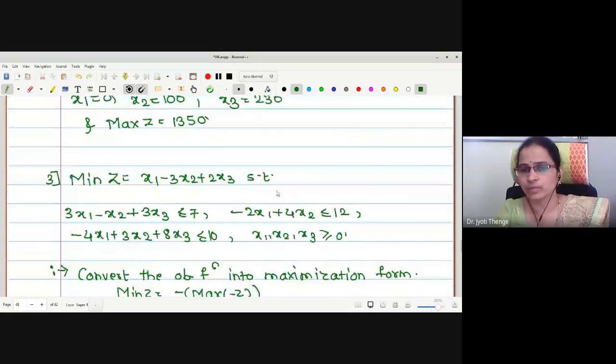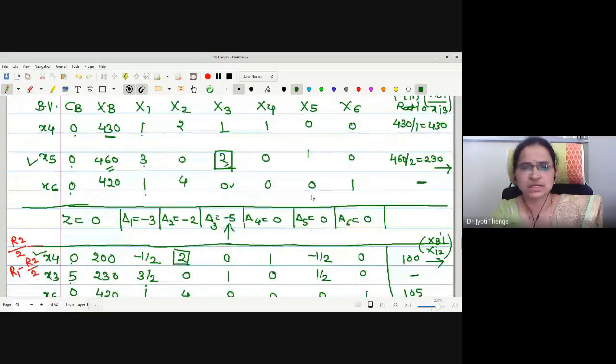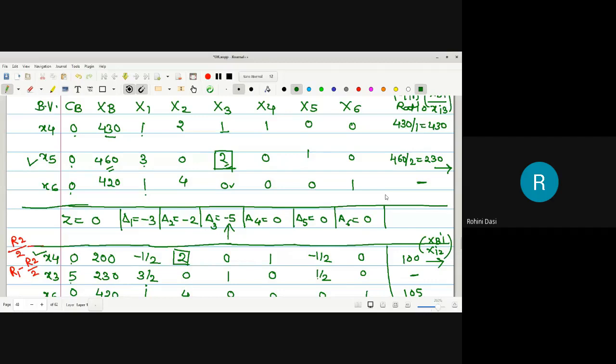Someone is asking about the problem, initially about XB in that second example. Is it clear? Yes, ma'am. Now it's clear, ma'am.